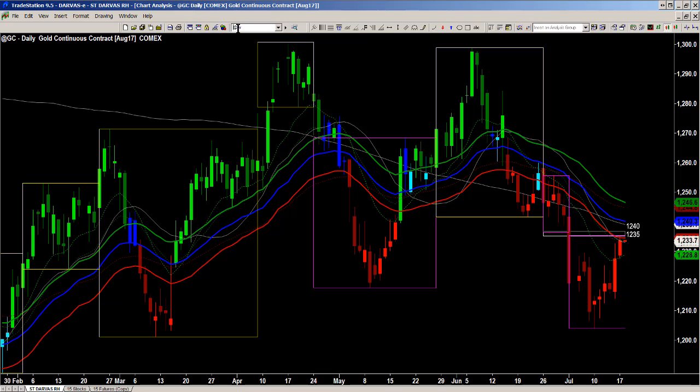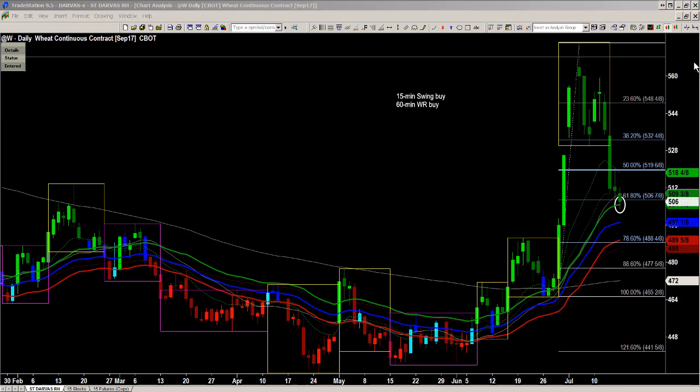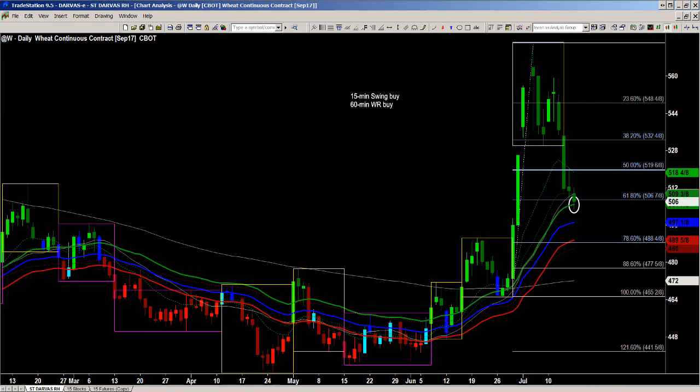Moving on then to wheat. Gosh, a lot of questions on wheat. Wheat finally pulled back to a level that has my interest. It's a 618, so I've got a golden mean. It's at basically 507. I've got a 505 level in there. We're hovering just above the 500 major psychological level. I've got the 34 EMA up in there too.